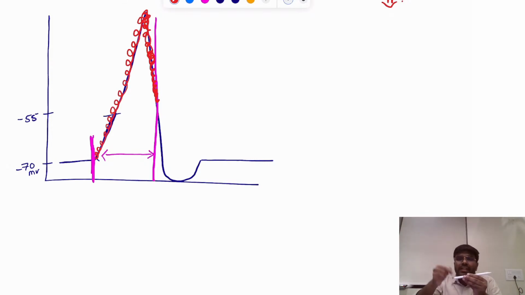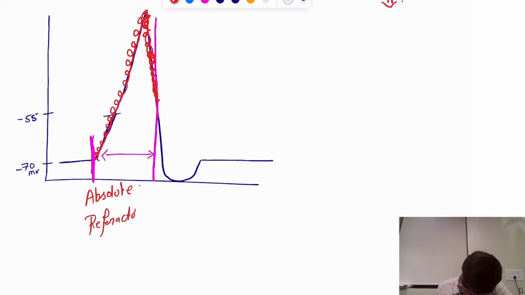Now, if you stimulate that neuron again, do you think one more action potential is going to be generated? Now you are giving stimulation. Will one more action potential be generated? No, no. However much you stimulate during this period, which I have shown, from here to here, the pink area, this period is called the absolute refractory period.